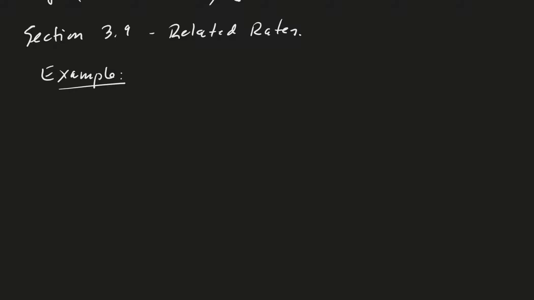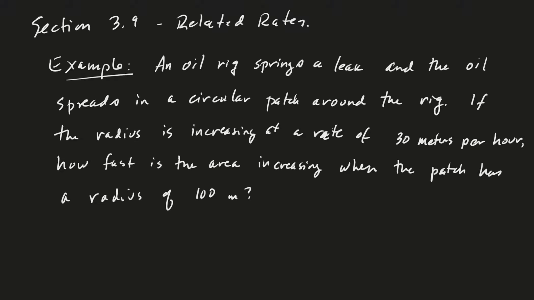I'm going to pause here while I write down the question, and then when I come back we'll take a look. Okay, so here's our example question. An oil rig springs a leak, and the oil spreads in a circular path around the rig. If the radius is increasing at a rate of 30 meters per hour, how fast is the area of the patch increasing when the patch has a radius of 100 meters?